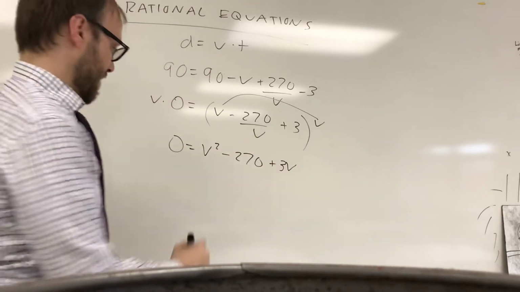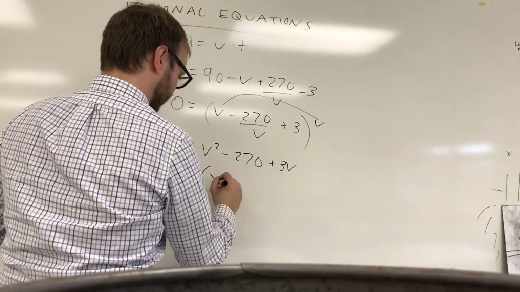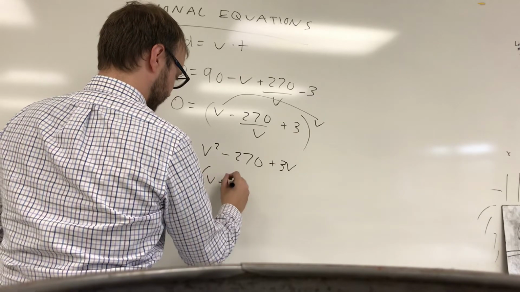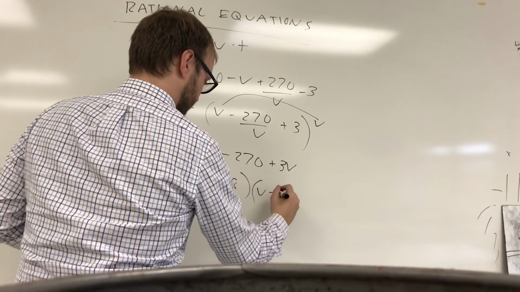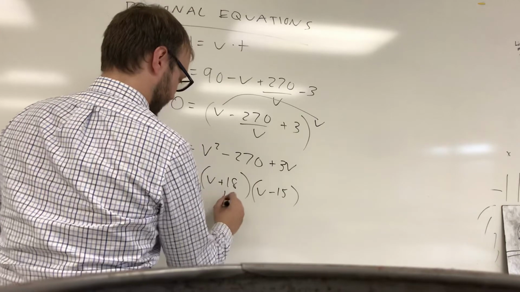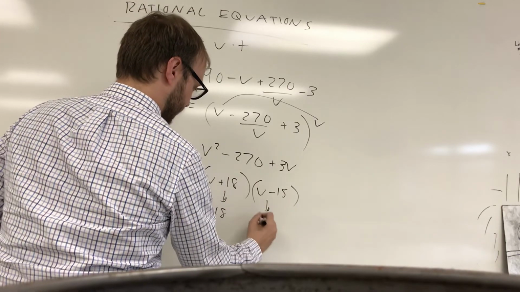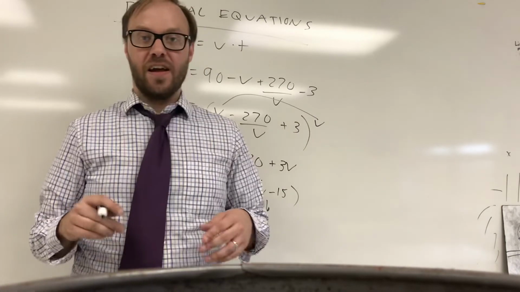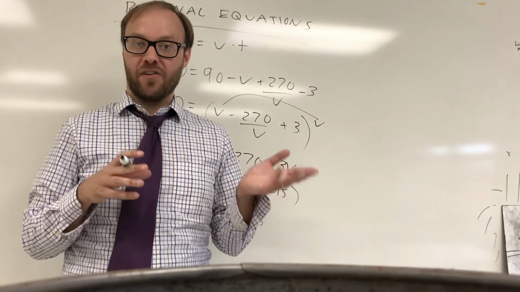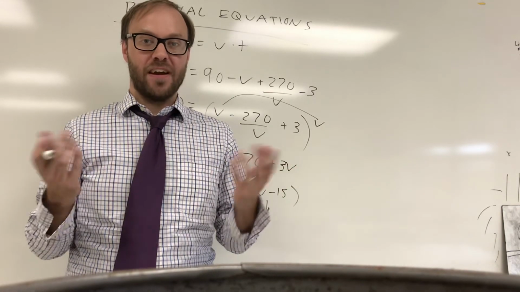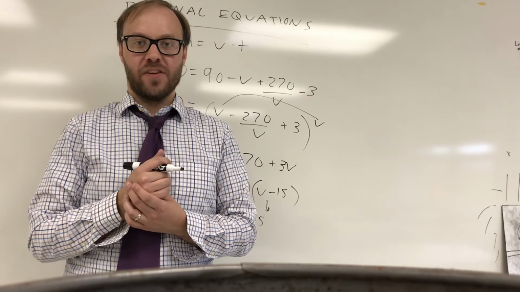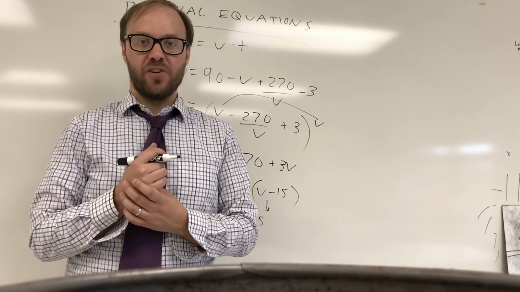And you get the same thing that factored before. You'll get a v plus 18, and you'll get a v minus 15, and you get solutions of negative 18 and positive 15. So multiplying both fractions by your common denominator to cancel your common denominator is also a good way to solve these problems. It's really just up to what you're most comfortable with.